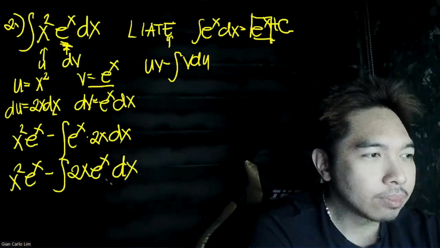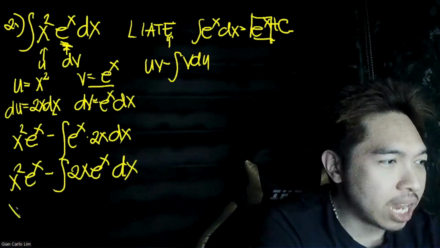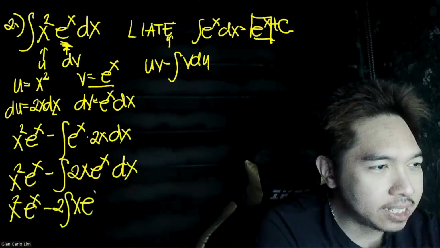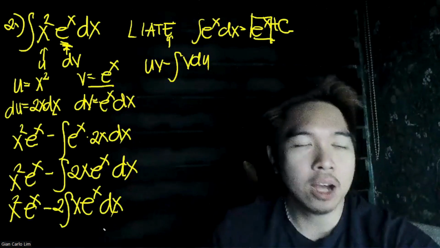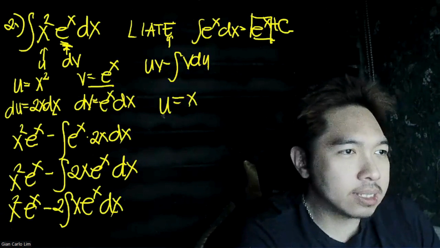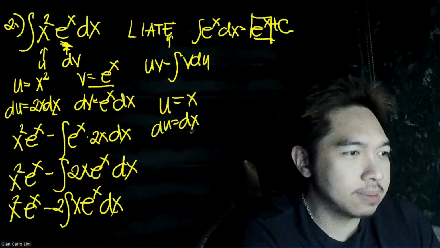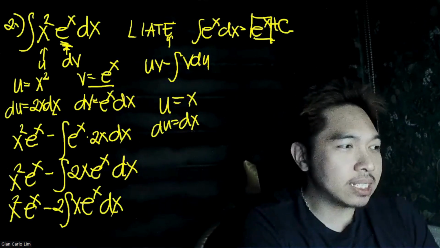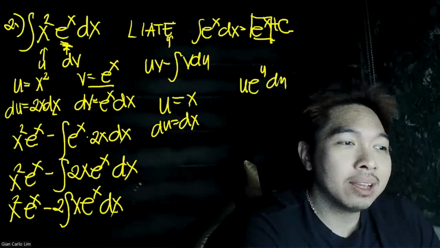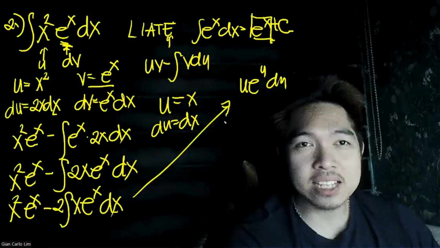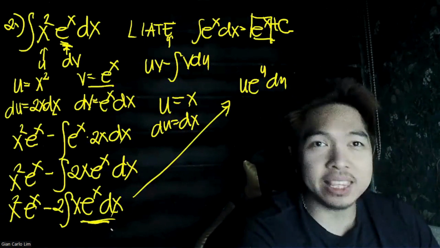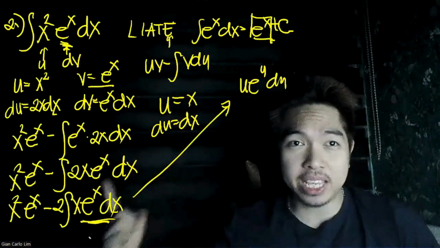All right. So we factor out 2 here. So we have x squared e raised to x minus 2 integral of x e raised to x dx. If we let u be equal to x, du is equal to dx. But this will just resubstitute to u e raised to u du, and we still cannot use direct substitution. Therefore, we need to reapply integration by parts in this particular equation.